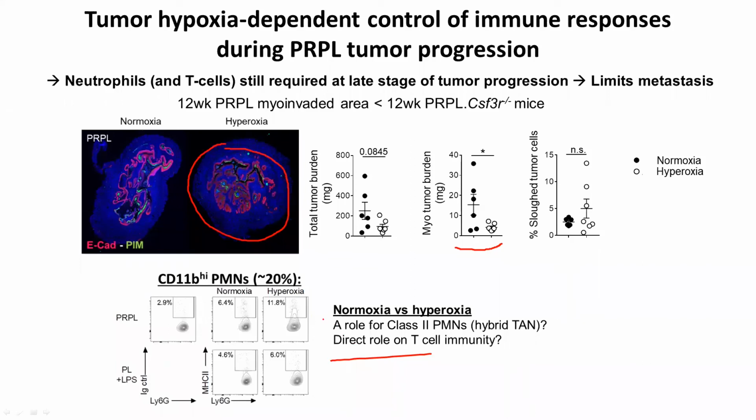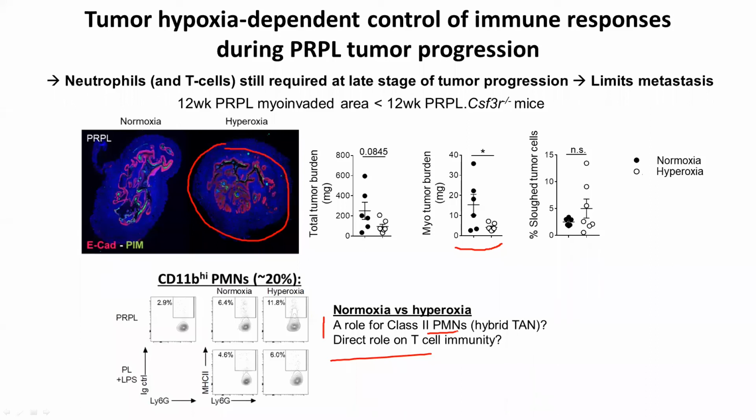In that case, this indirect role could involve the class 2 PMN, a subset of neutrophils, the frequency of which is increased upon relief of tumor hypoxia and which can foster the T-cell response, as is suggested in human lung cancer.